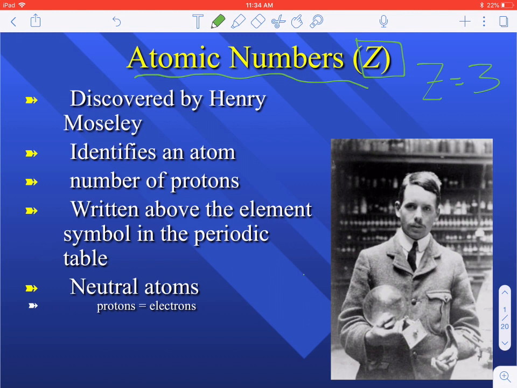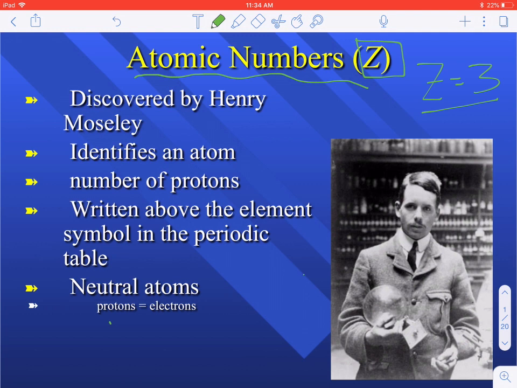If you look at your periodic table, and it might be really helpful to have a periodic table out while we work through this video and Note Guide, the number of protons, that atomic number, is the number written above the element symbol. So for instance, if Z equals 3, we are dealing with lithium because lithium has the number 3 above it. So the protons identify an atom, which means we can't change the number of protons or else we change the atom.